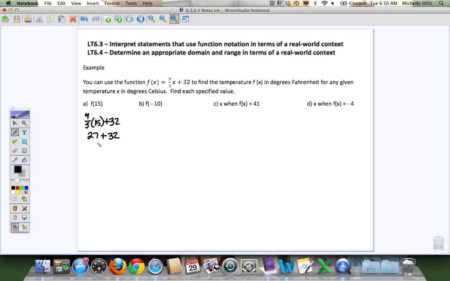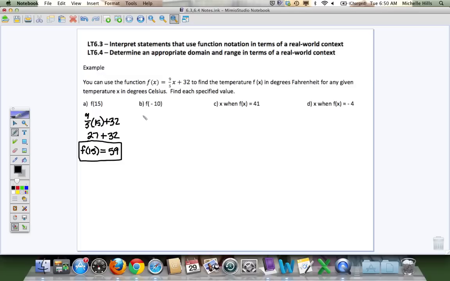What I absolutely have to see from you is this substitution step before you give me your answer. And so my final answer, I want to see f of 15 equals 59. So don't forget to put this notation in your final answer. Minimum work, substitution step, answer.